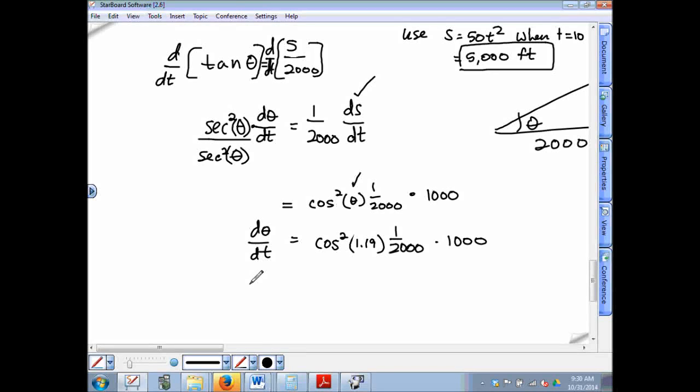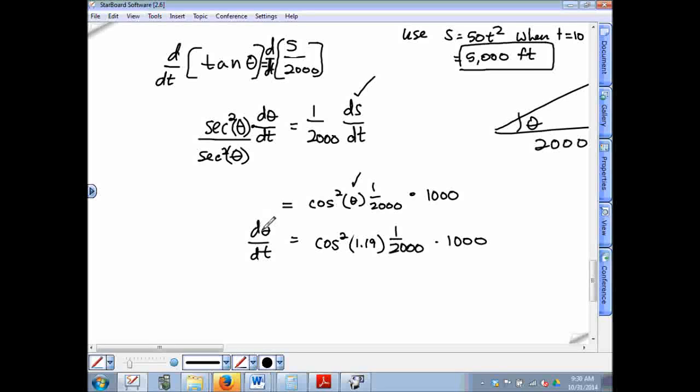How do you do cosine squared in the calculator? Just do cosine times cosine. Cosine of 1.19 times cosine of 1.19. There can't be any variable, because we're solving for d theta dt. We don't want any variables, otherwise we couldn't solve for d theta dt. What's that equation saying?